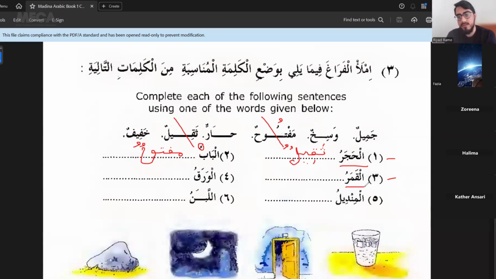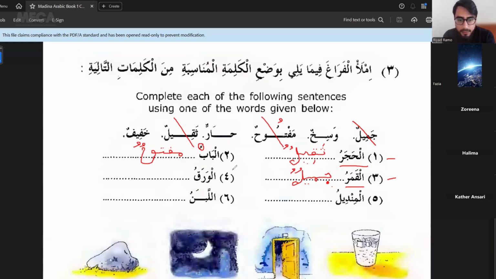So al-qamaru, what would be a good word to use here? All right, so where are the words? The words over here at the top. We have khafifun, harun, wasikhun, jamilun. Jamilun, the moon is beautiful. Beautiful, right? Jamilun is beautiful. Good. I remember that. Al-qamaru jamilun. The moon is beautiful. Good. So we crossed that out.